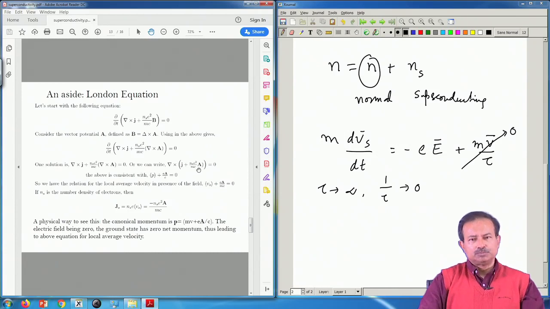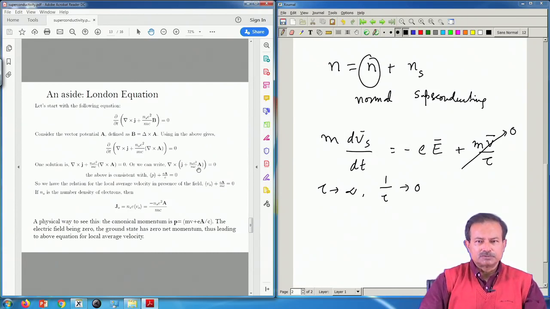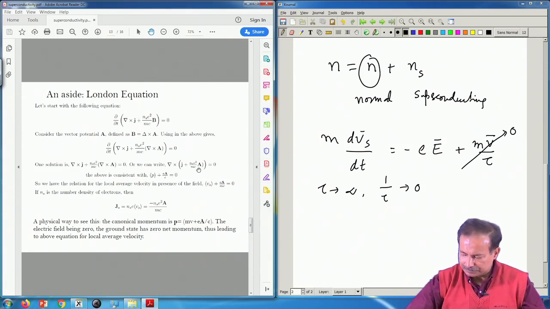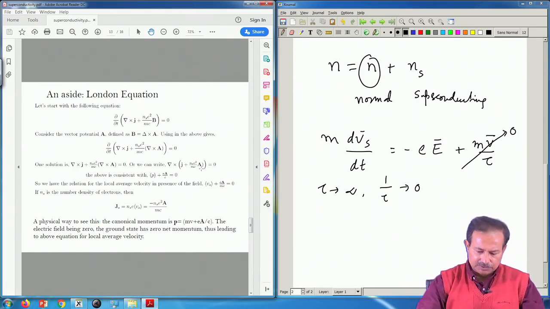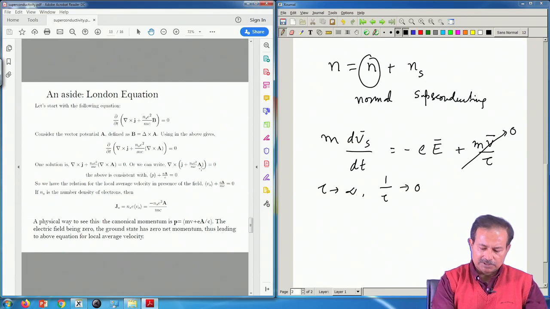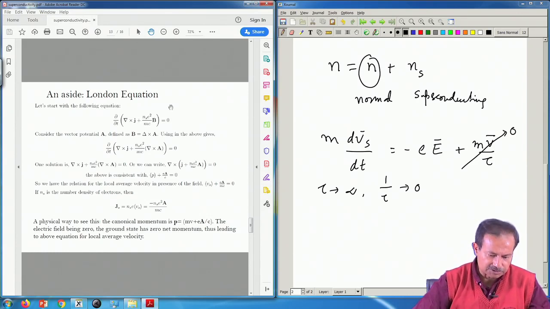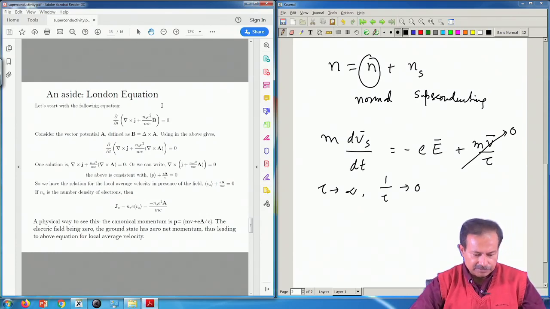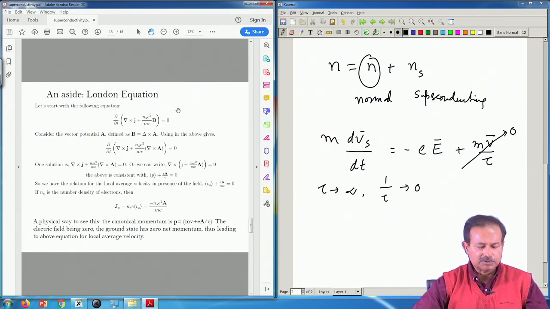Now, that there is a supercurrent in a superconductor is actually obvious from the basic idea that... Okay. So, let me show you how you understand that there is a supercurrent, but let us first go over and finish the calculation of the argument that leads to London's equation.